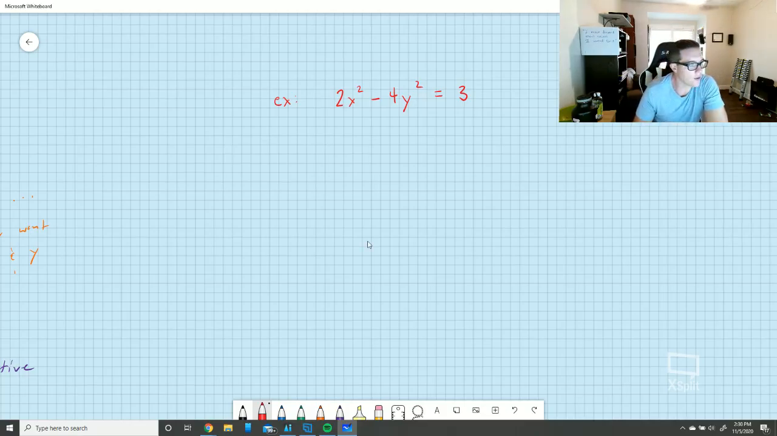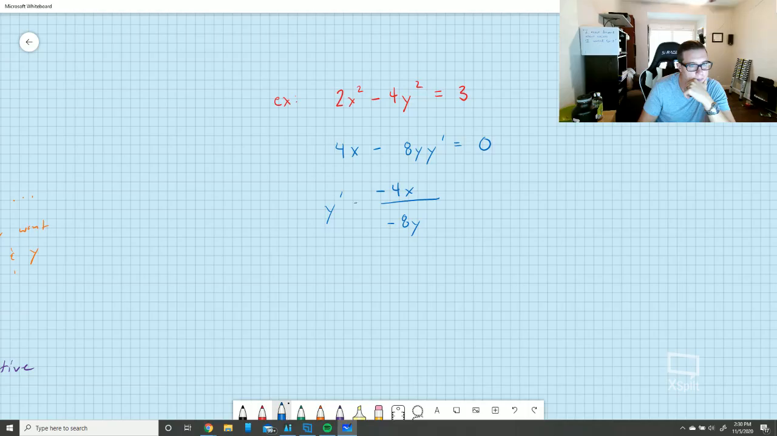So I would try to do all 3 things. I would find horizontal and vertical tangents, and I would find the second derivative. So here we go. Derivative is 4x minus 8y, y prime equals 0. Subtract the 4x over, divide by negative 8y. That's my y prime. Simplify it, I get the derivative is, negatives cancel, x over 2y.